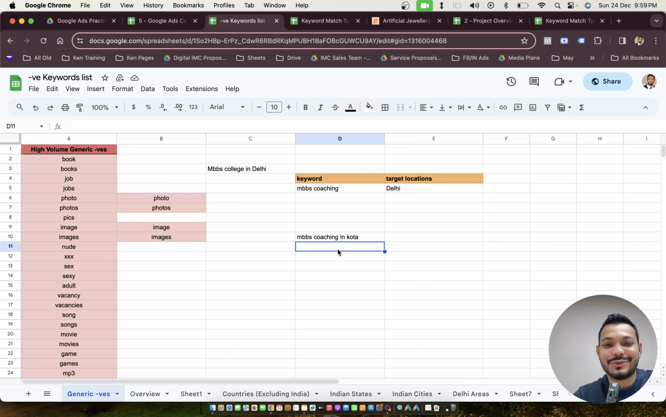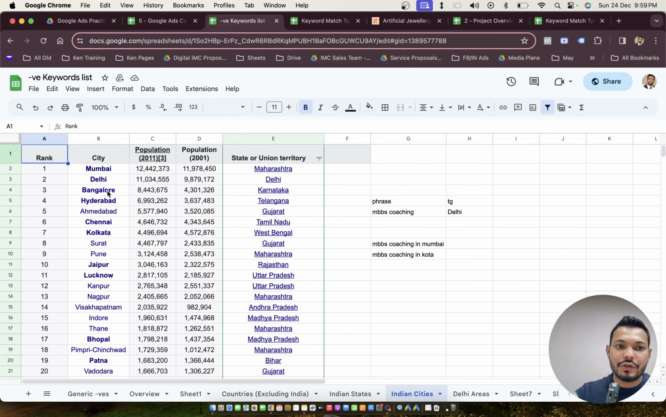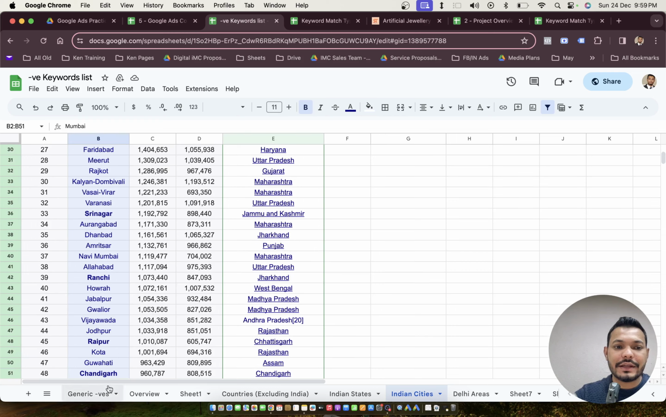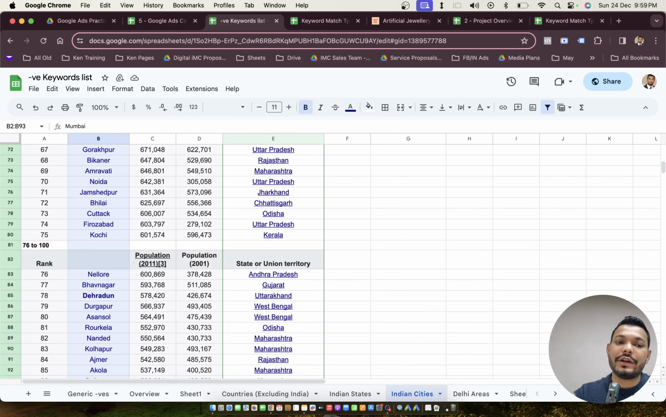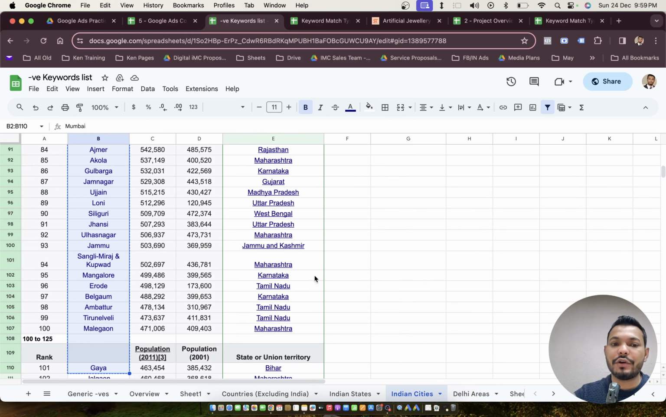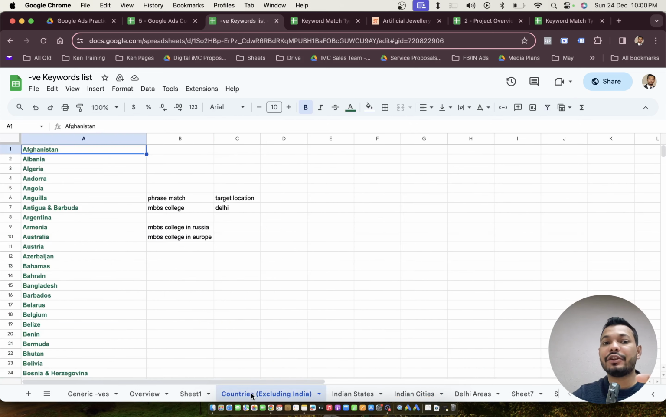And why the hell would you show the ads to people who are searching for MBBS coaching in Kota, Chennai, Mumbai? So what you do, you use the city names over here. You add all these city names in negative, excluding Delhi, because you don't want to show the ad to someone who is looking for coachings in any of these cities.